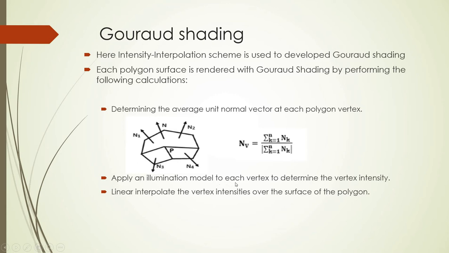Second, apply an illumination model to each vertex to determine the vertex intensity. Illumination means we have to see by which particular factor the light should be there, by which angle the light should propagate over there. That is nothing but our illumination model. Then third, we have to linearly interpolate the vertex intensity over the surface of the polygon.